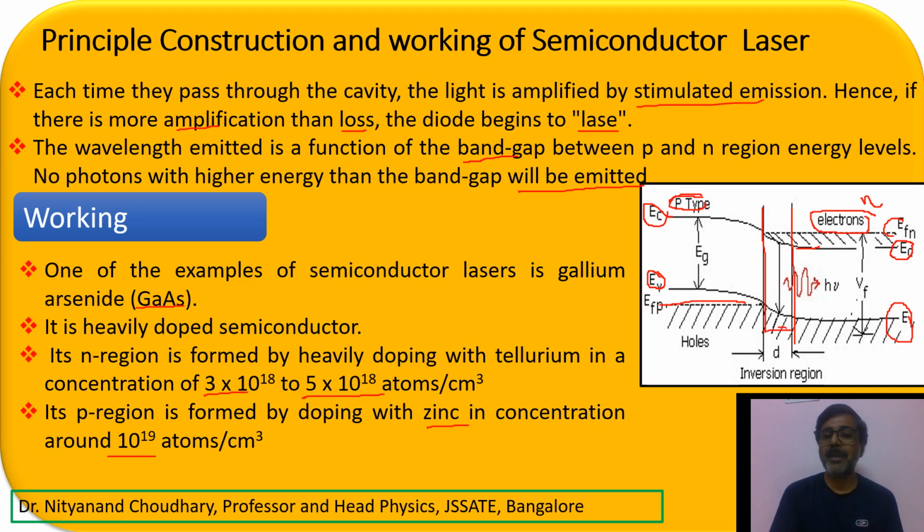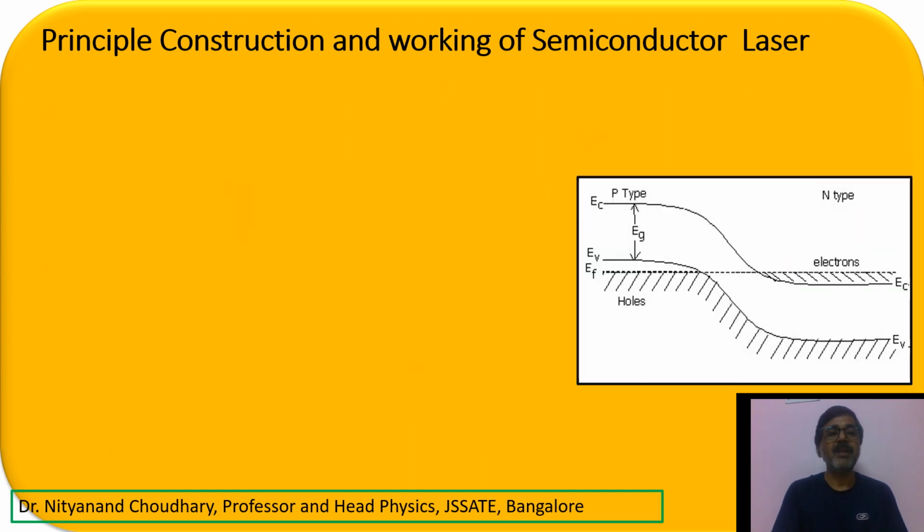So what is happening over here? Electrons and holes are meeting and they are going to fuse. The moment they fuse, photonic energy is going to be generated. This is how the photonic energy is coming out. So this is the construction of your laser. Let's see further.